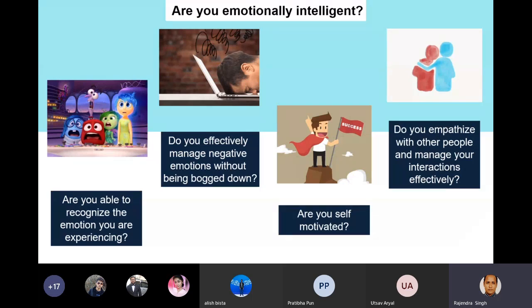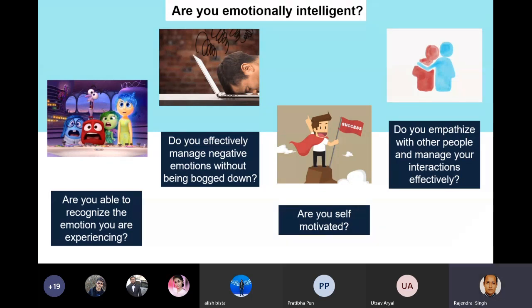Especially when we talk about negative emotions, that becomes more clear. When something bad happens in your life, do you get bogged down? How long do you get bogged down? Are you able to get yourself up again? The resilience part also signifies the level of emotional intelligence within you. Those people with low emotional intelligence cannot face setbacks, and they are prone to getting into depression under trying times, right?